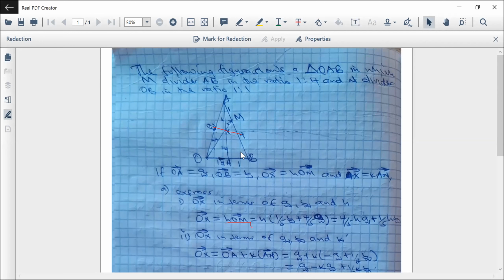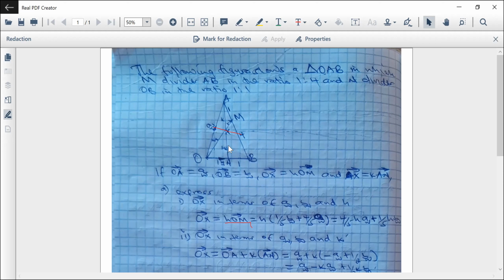We will be dealing with a vector problem. It reads: the following figure shows a triangle OAB in which M divides AB in the ratio 1:4 and N divides OB in the ratio 1:1. This is our diagram. If vector OA is equivalent to A, vector OB is equivalent to B, vector OX is equivalent to H vector OM, and vector AX is equivalent to K vector AN, express OX in terms of A, B, and H. Then express vector OX in terms of vectors A, B, and K.